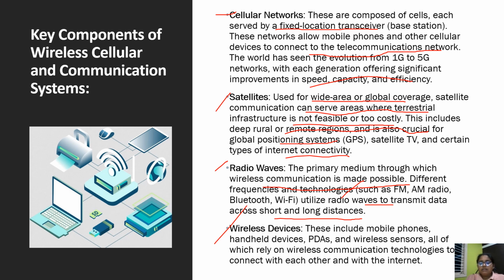Next are wireless devices. These include basic things like mobile phones, handheld devices, PDAs, and wireless sensors, all of which rely on wireless communication technology to connect with each other and with the internet. So these are the four basic key components: cellular networks, satellites, radio waves, and wireless devices.